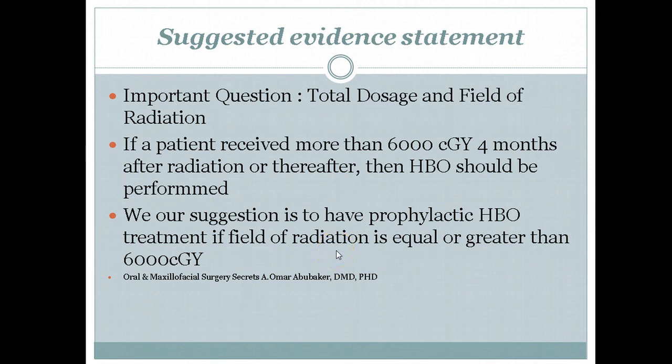So you call the radiologist or an oncologist up, and they're telling you, yeah, in 2004, he had 7,000 cGy on the posterior of the maxilla or anterior of the maxilla. Well, at that point, the patient should have a prophylaxis HBO treatment done before you touch that patient. And we're going to go into a little bit of detail about that.